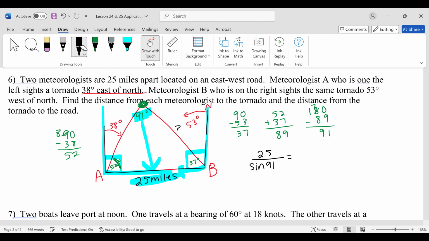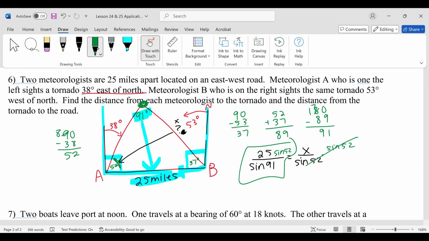And I don't know this side, so I'll call this side A, since it's across from meteorologist A, or angle A. In fact, I won't confuse you guys. I'll just call this X. And that is across from sine 52. And then you're going to type this into your calculator. So multiply both sides by sine 52. Type this into your calculator, and you'll get the distance that meteorologist B is from the tornado.